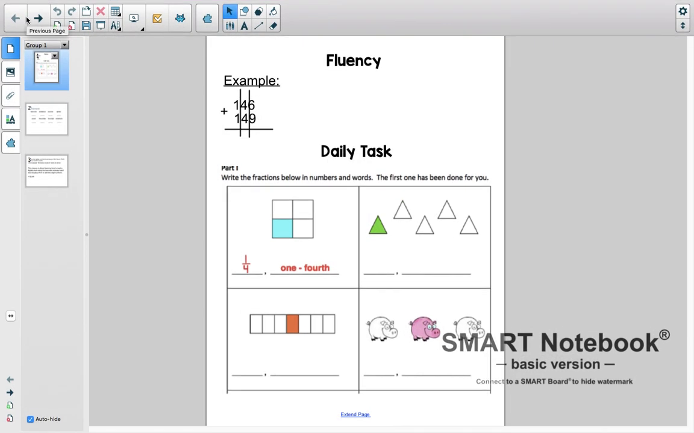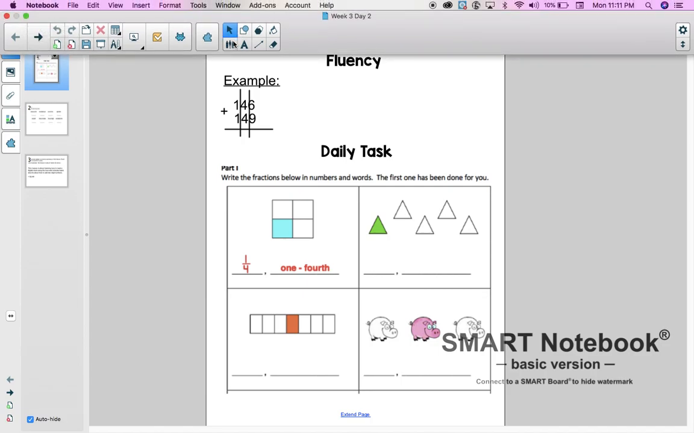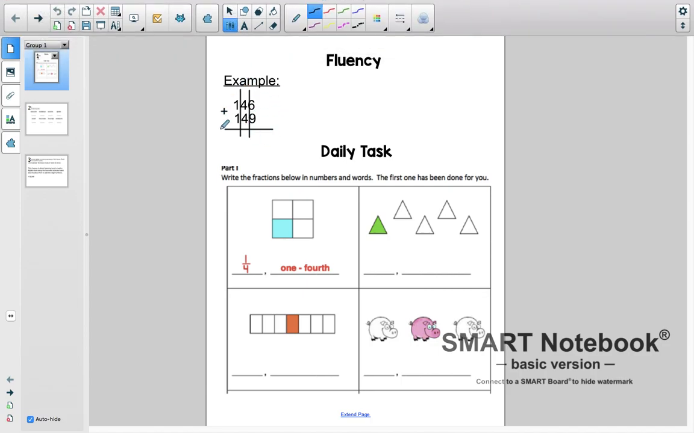So for fluency, you should be able to know how to do it on your own. But I'm going to actually do an example. This is not on your packet, but I just want to review it just in case you need a reminder or you forgot. So I did 146 plus 149, and I split the ones, the tens, and the hundreds section so that it's easier for me to do my problem. So I always am going to start from the ones side. So we're going to do what 9 plus 6 is first.